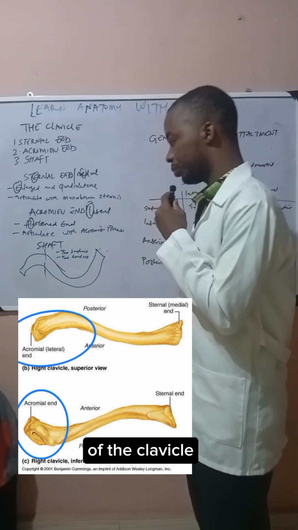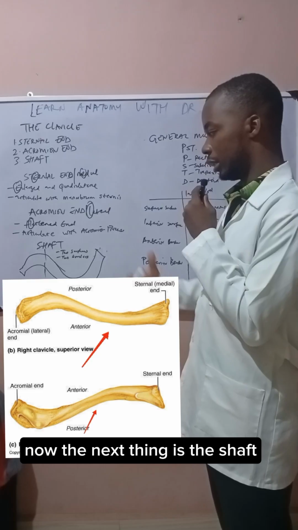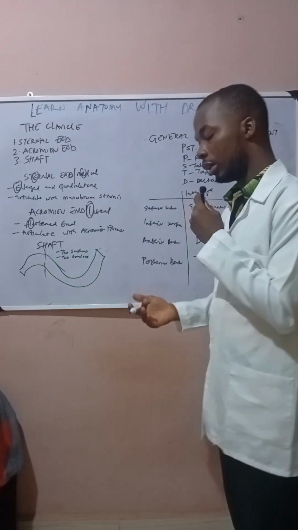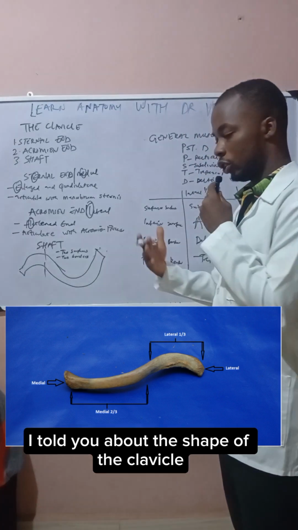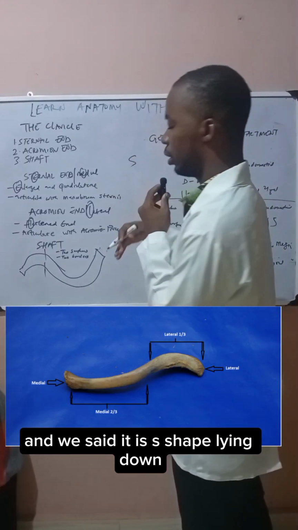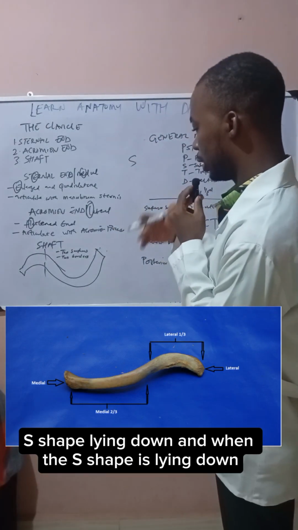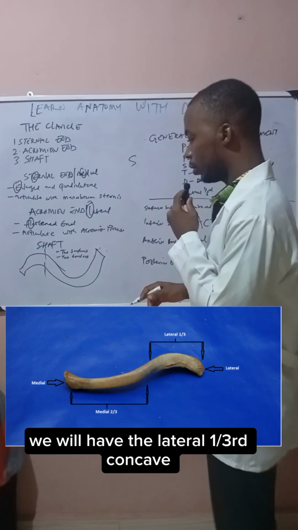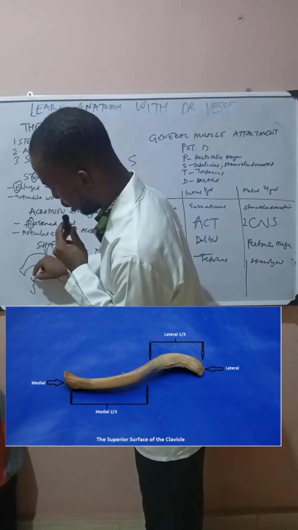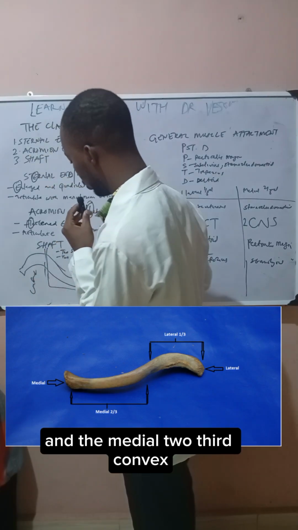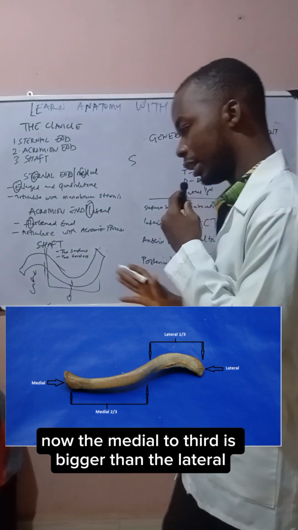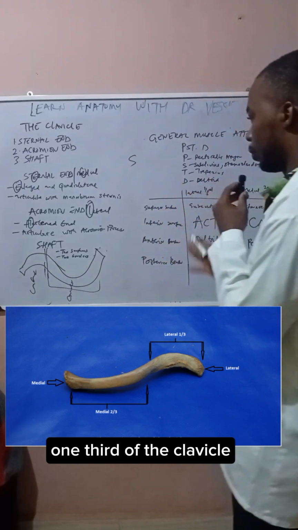Now, the next thing is the shaft. The shaft has two surfaces and two borders. In our previous video, I told you about the shape of the clavicle, and we said it is an S shape lying down. And when the S shape is lying down, we will have the lateral 1/3 concave and the medial 2/3 convex. Now the medial 2/3 is bigger than the lateral 1/3 of the clavicle.